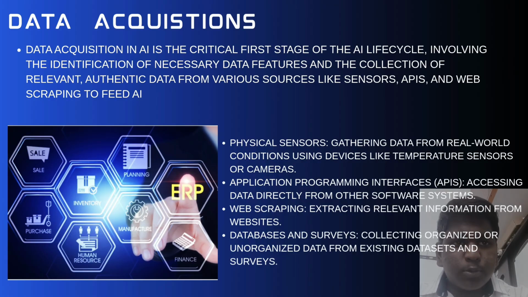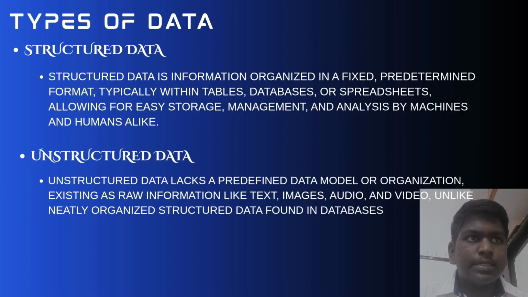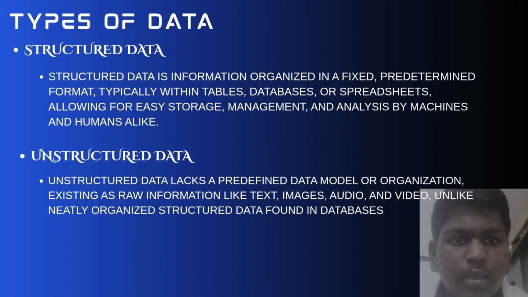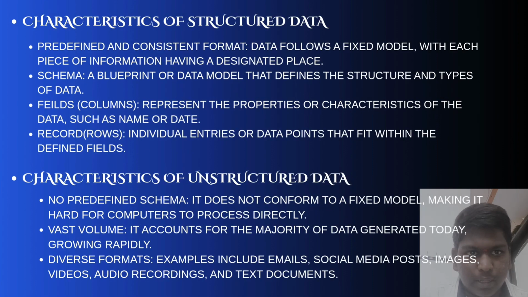Next, there are types of data. There are two types of data: structured data and unstructured data. Structured data is information organized in a fixed and predetermined format, typically within tables, databases and spreadsheets. But if you go to unstructured data, it doesn't have a proper fixed or predetermined format within a table or anything else. It is something which is represented inside, but it won't have proper alignment or format like structured data.